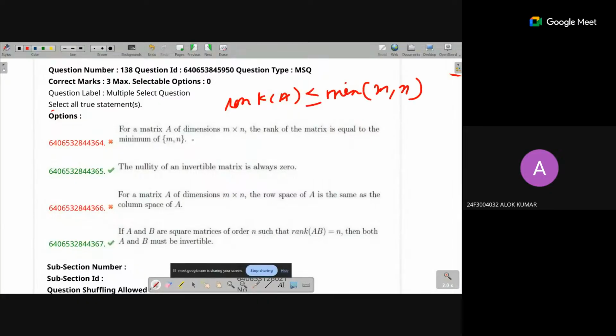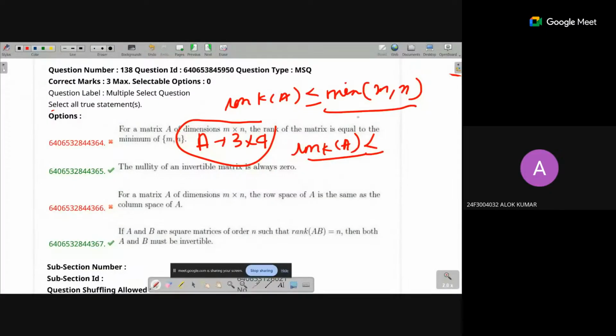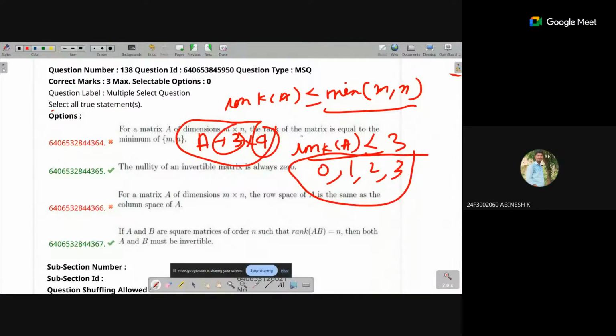Suppose you are given a matrix A that is 3 cross 4, and you have to find its rank. What are the possible values the rank can take? The rank will always be less than or equal to the minimum of m or n. M is 3 and n is 4, so the minimum is 3. The rank of A will be either 0, 1, 2 or 3. These are the values the rank can take if the matrix is of order 3 cross 4. This is the inequality condition, not an equality condition. Getting my point? Okay, thank you. I understood.